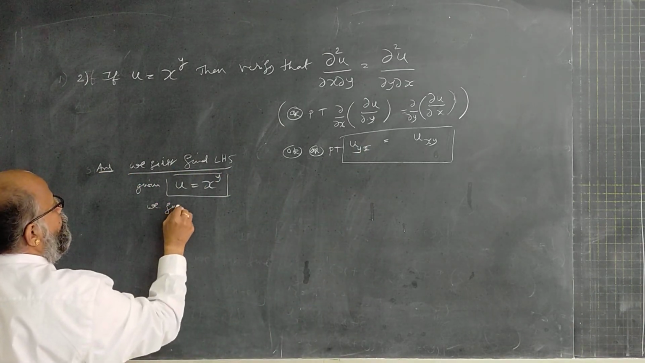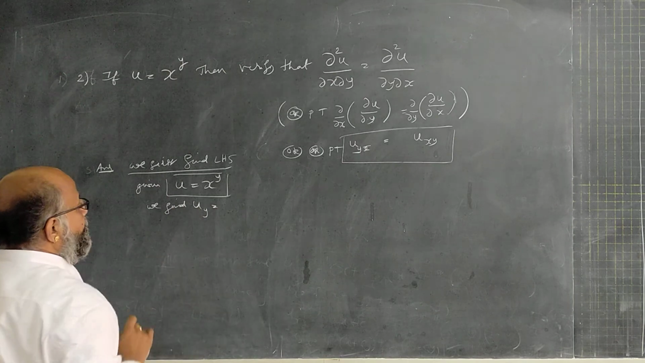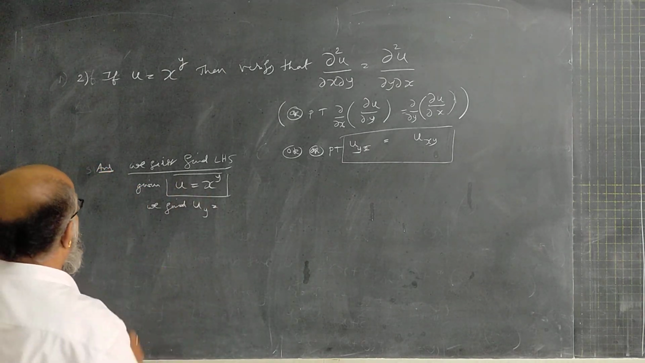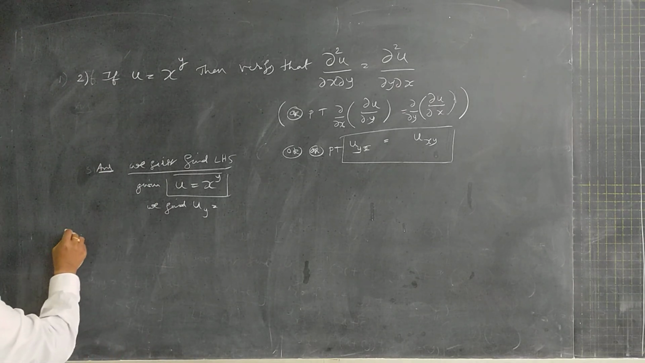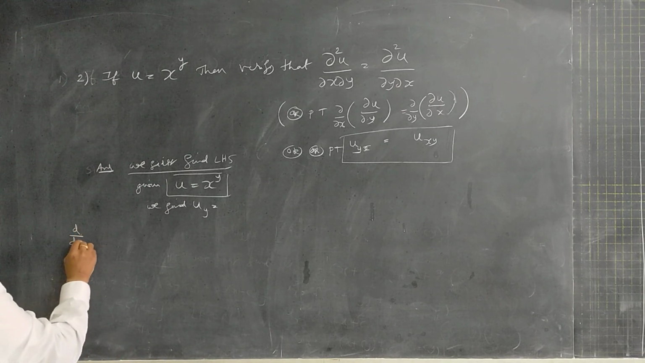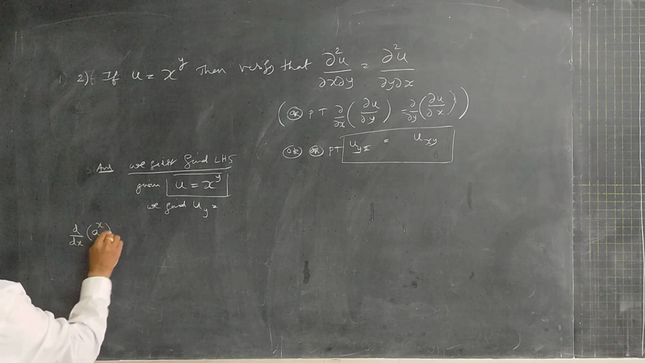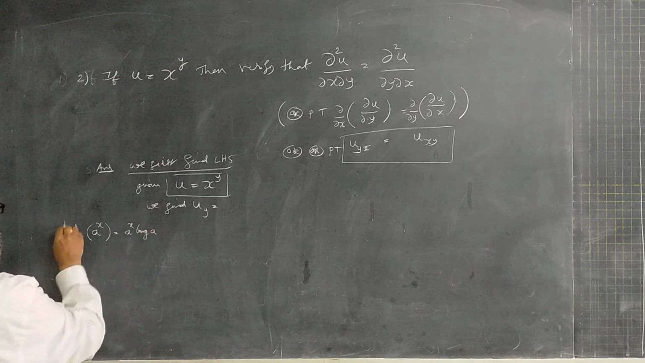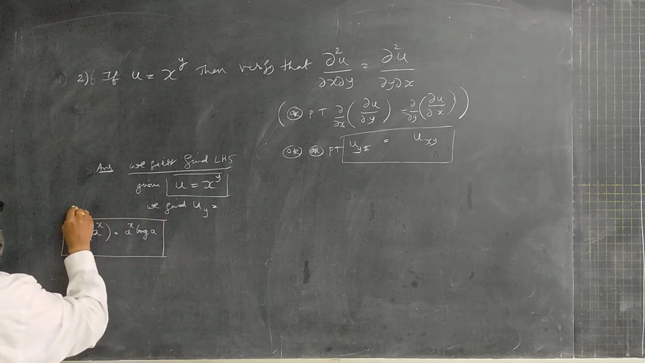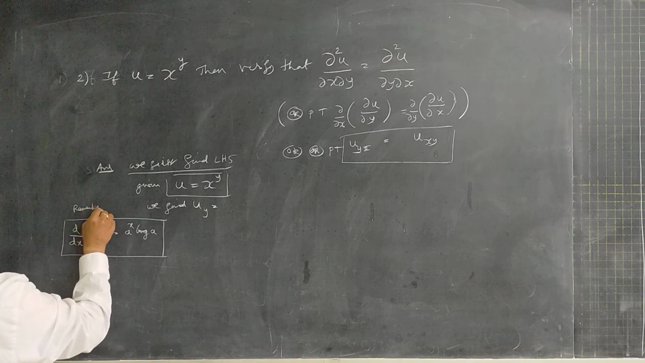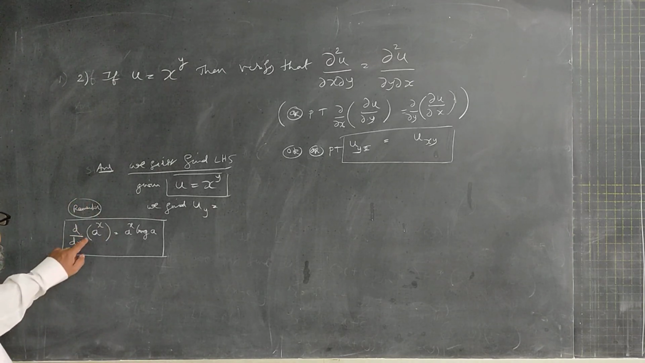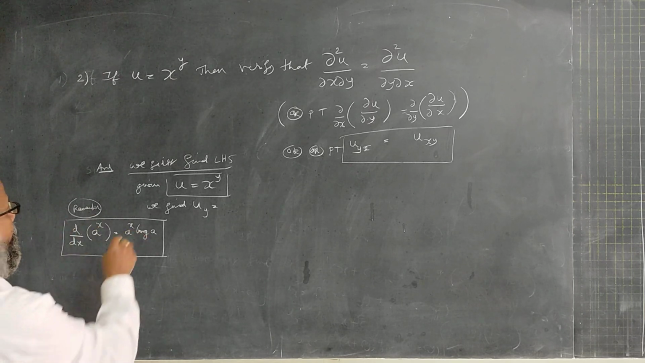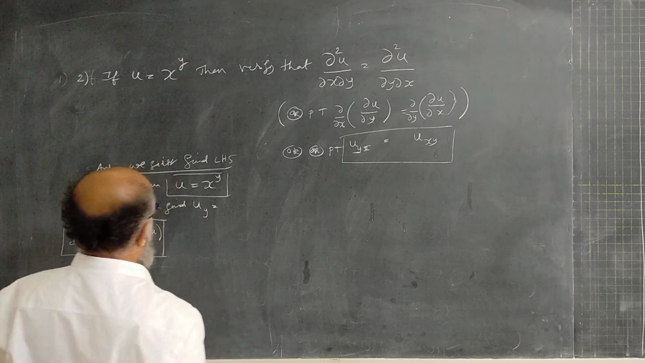So first we will find uy. What is the meaning of uy? Take u and differentiate partially with respect to y. Before that, you have to remember one formula from PUC. d/dx of a to the power of x is a to the power of x into log a. This formula you have to remember by heart from PUC because sometimes it is used in this problem. When you differentiate a to the power of x, the answer is a to the power of x into log a. Now we will use this formula.